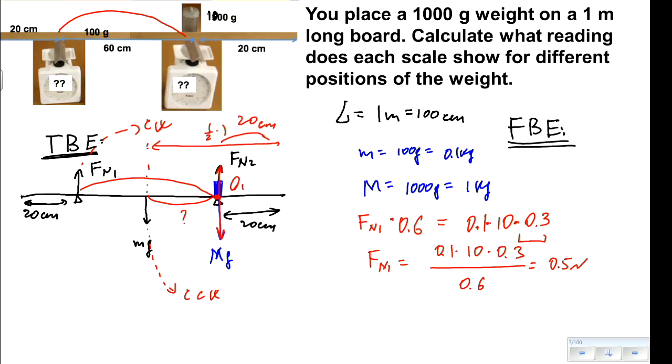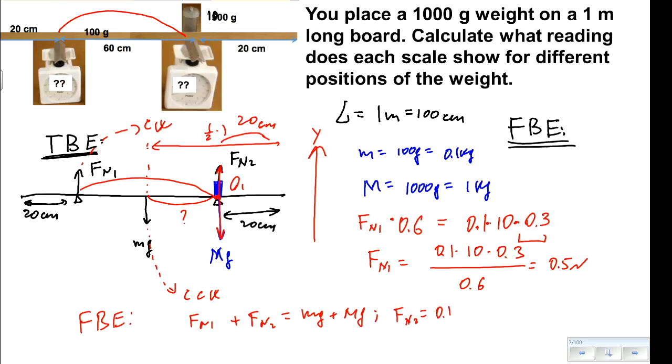And now we are ready to use, well, we can again choose what we want to do. We can shift the axis of rotation, or we can use the force balance equation. Let's do it now. We haven't done it before. So what should we write? We should write that normal up plus normal second up should be equal to mg plus mg. So we can use it to calculate the second normal. It should be equal to 0.1 times 10 plus 1 times 10 minus 0.5. 10.5.